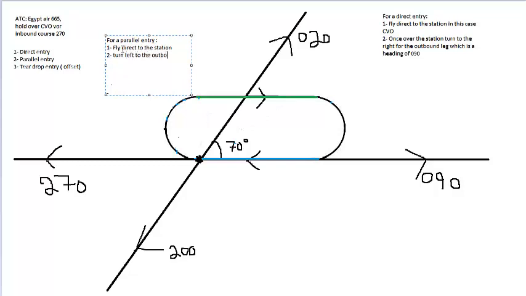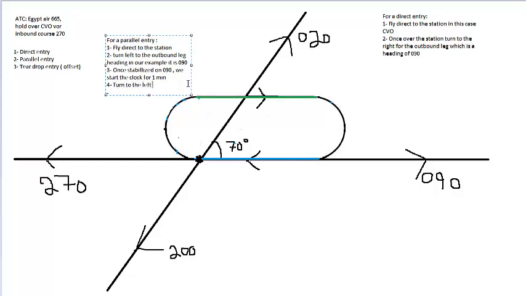to the outbound leg heading. So in our example, it is 090. So once we pass the station, we turn immediately to the left to a heading of 090. Once we are stabilized on 090, we start the clock for 1 minute.